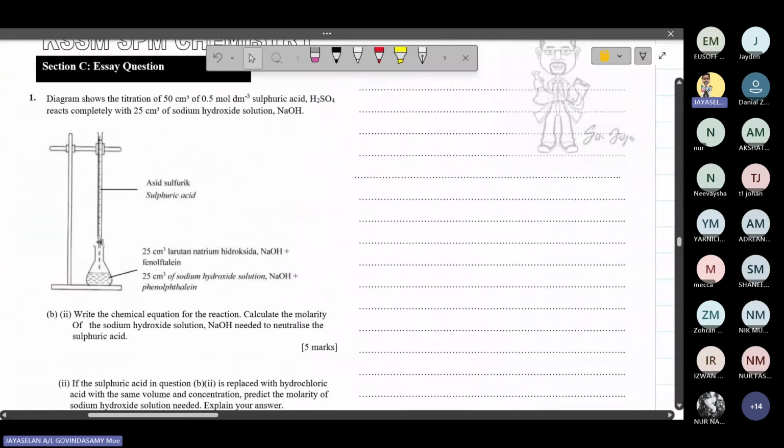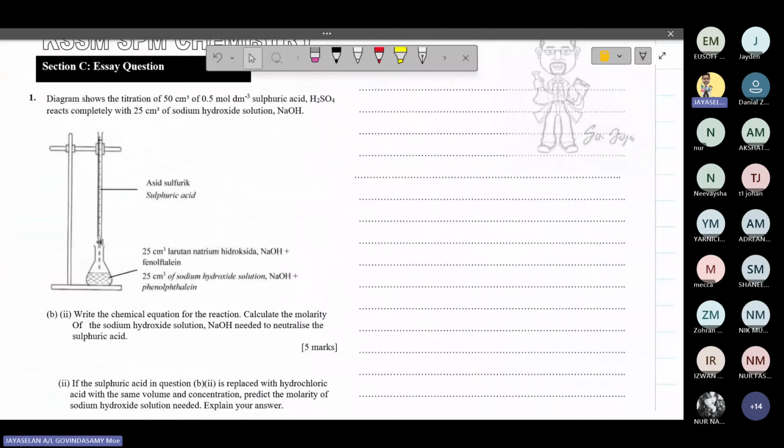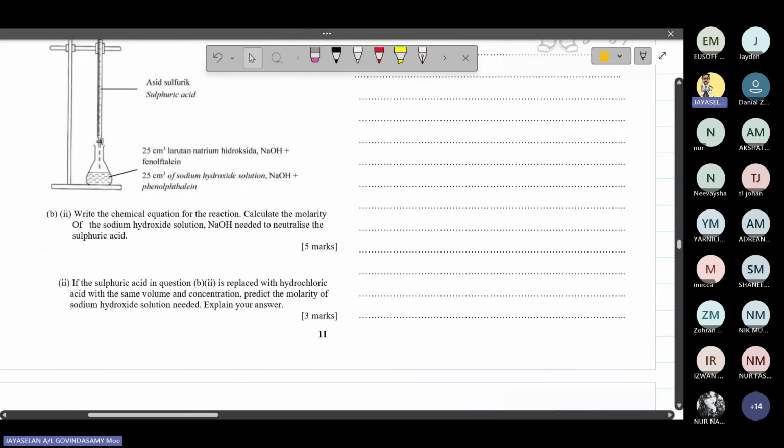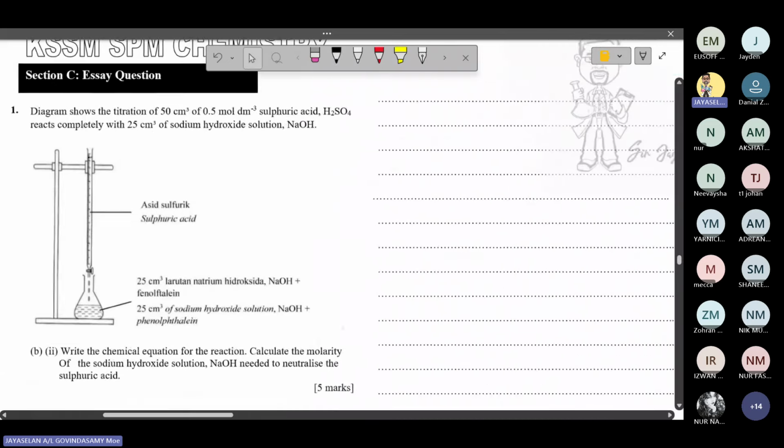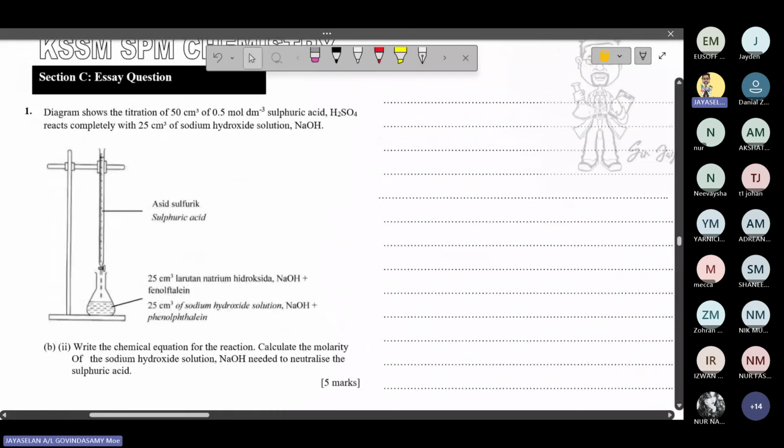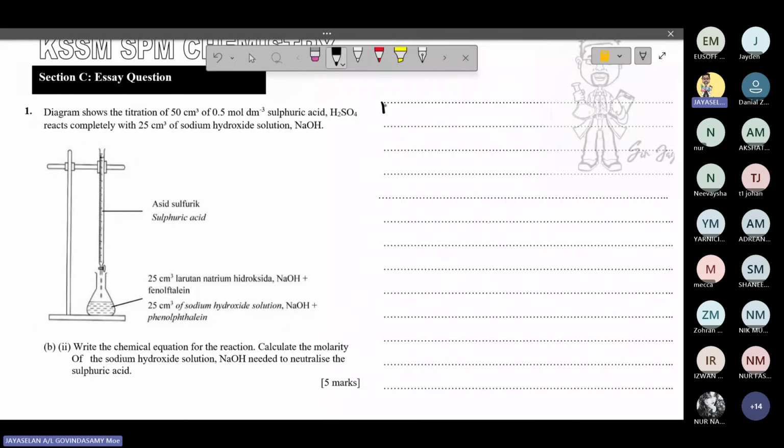Okay, this question you must get full marks. Earlier we did titration, I repeat again, and this question has not appeared in exams for a long time. So make sure you do it and get your full marks. Okay, write the chemical equation. Don't get it wrong if it comes out in the exam. We hope it comes out. If it doesn't, don't be angry. Okay, number 2. Write the chemical equation for the reaction.